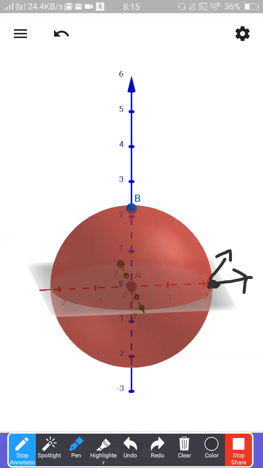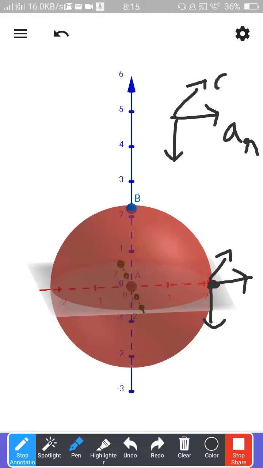My a phi will be going in this direction, my a theta will be in this direction. I will write clearly here. One will be in this direction, and one will be in this direction, and one will be in this direction. Okay, this is AR, this is A phi, this is A theta.